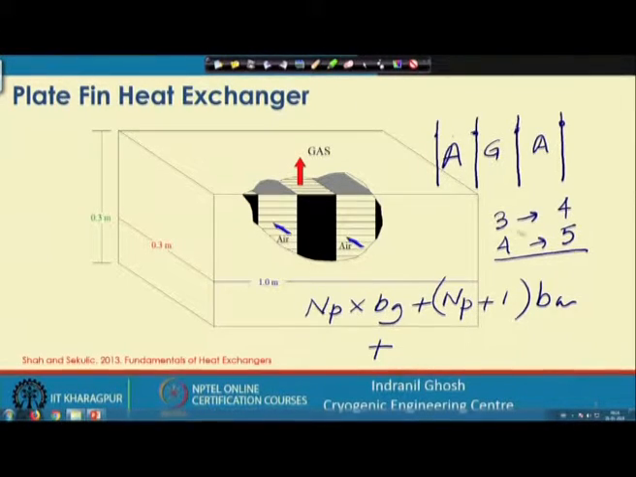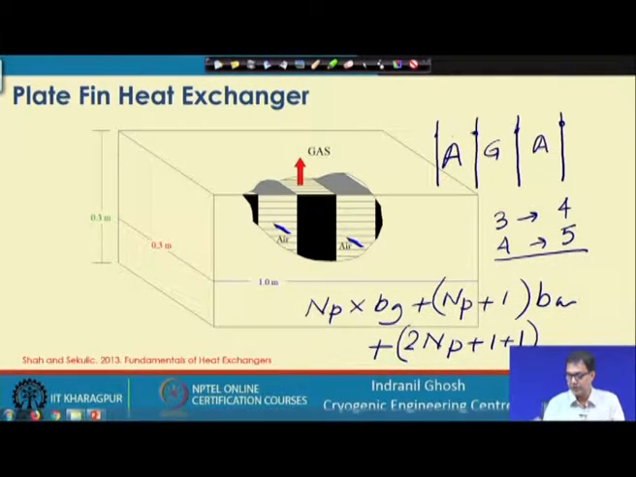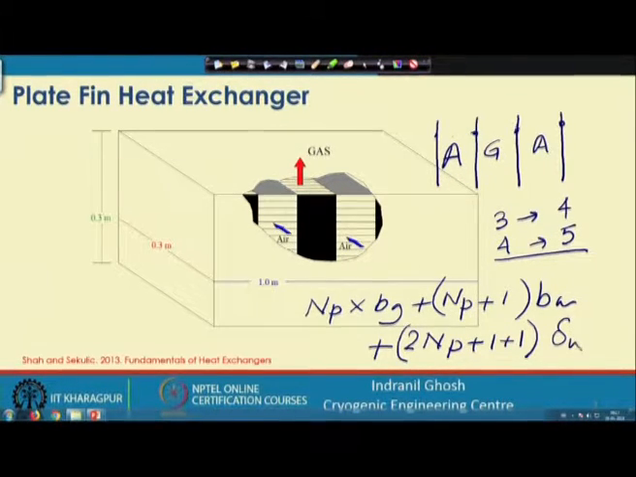So, always, if we have N p plus 1 plus N p, so it is 2 N p plus 1 number of plates, we have 2 N p plus 2 number of separating layers, and that will be multiplied by the thickness of the separating wall, and that will be equal to 1000 mm.